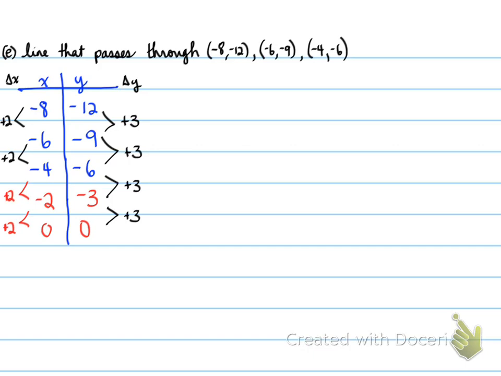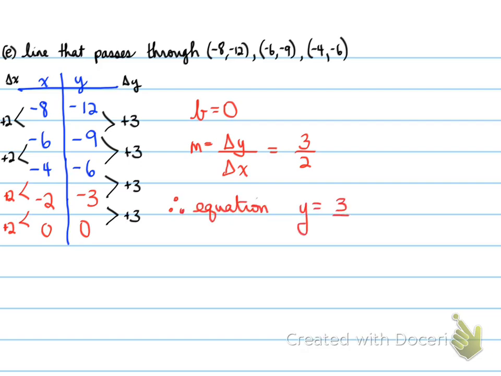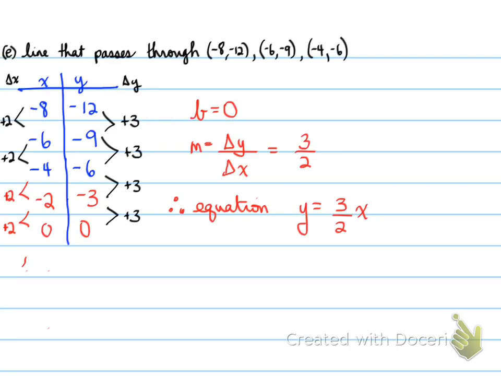Now what we need to do is write the equation. What is the equation of this line? Our y-intercept is 0, and our slope is delta y over delta x. Delta y is 3, and delta x is 2. So our equation is y equals 3 over 2x plus 0. Do we write anything for plus 0? No, we don't. This particular equation turns out to be our direct variation.